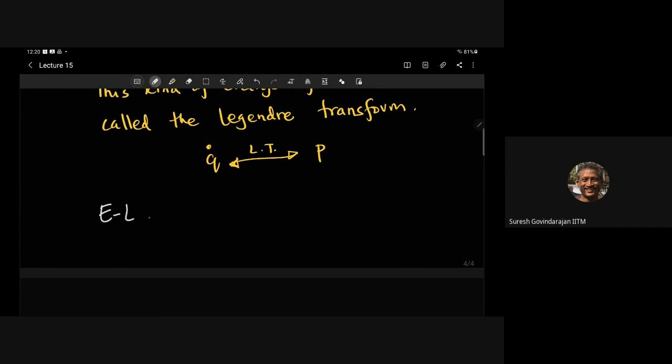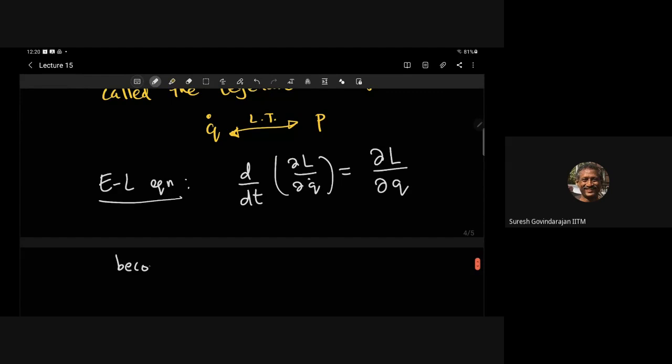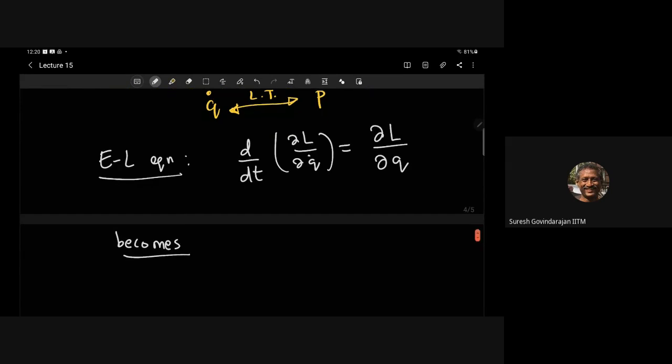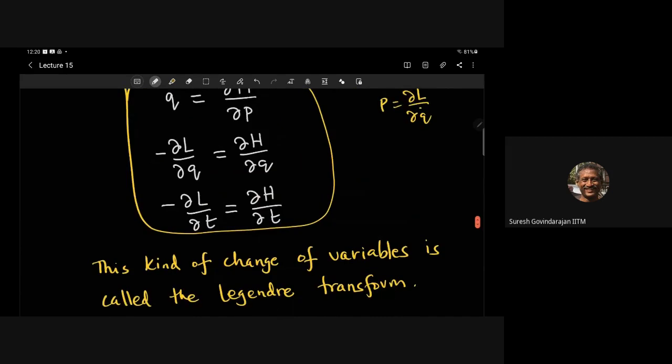What happens to the Euler-Lagrange equation of motion? Which was d by dt of dL by dq dot equal to dL by dq. So first thing we know, after I do the Legendre transform, dL by dq dot is just p. So d by dt of p equals dL by dq, but we want to rewrite it as dH by dq. So use this equation.